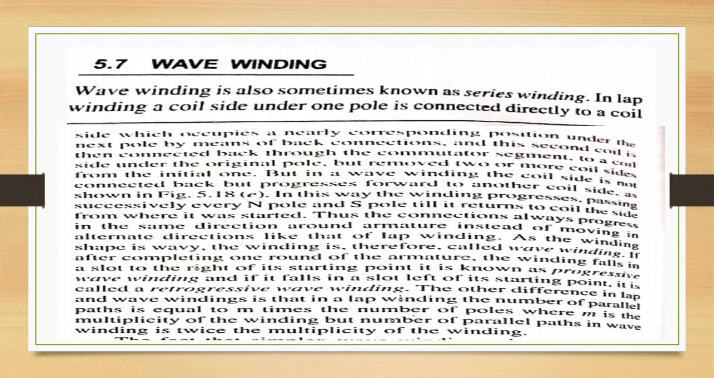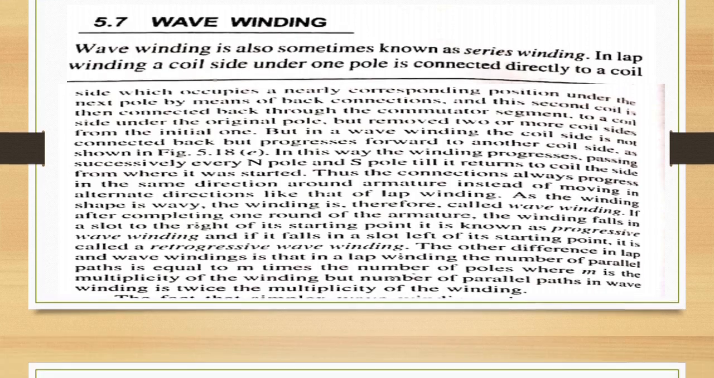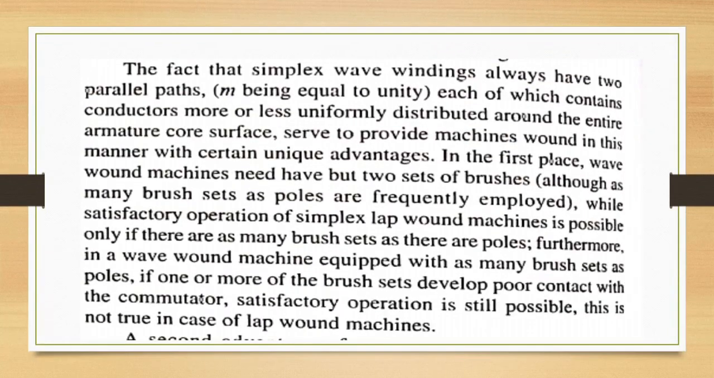Another difference between lap and wave winding is that in a lap winding, the number of parallel paths is equal to m times the number of poles, where m is the multiplicity of the winding, but the number of parallel paths in wave winding is twice the multiplicity of the winding. The fact that simplex wave winding always has two parallel paths, each of which contains conductors more or less uniformly distributed around the entire armature core surface, serves to provide machines wound in this manner with certain unique advantages.